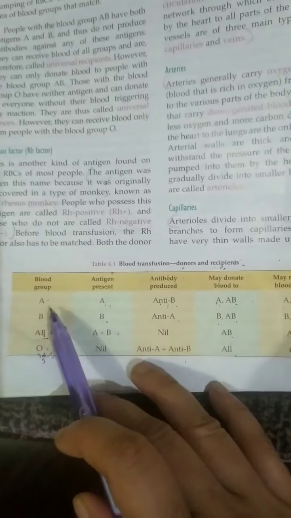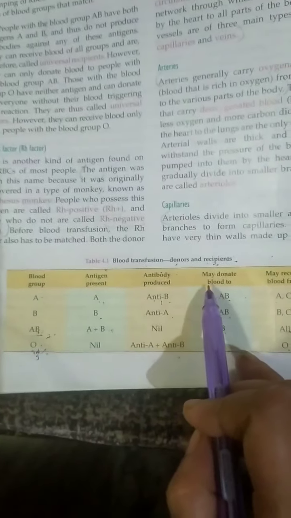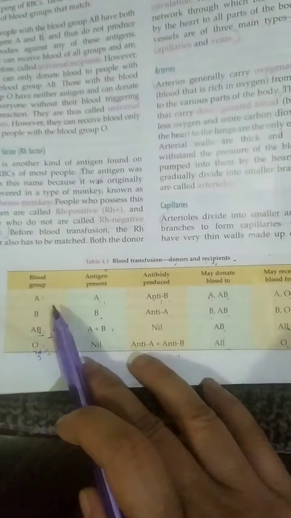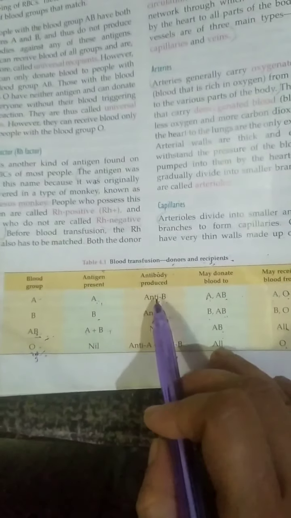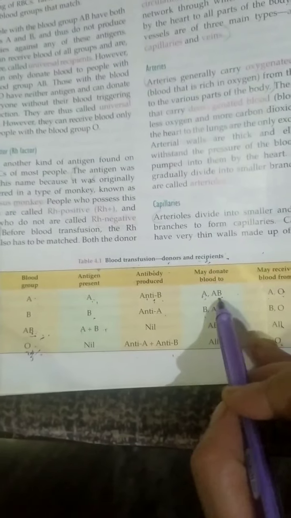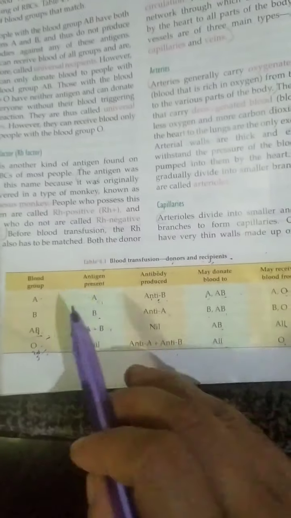Now we will discuss the antigen, antibody, to whom they can donate blood and from whom they can receive blood. The A blood group has antigen A, and they produce antibody B. They may donate blood to A and AB, and they receive blood from A and O.